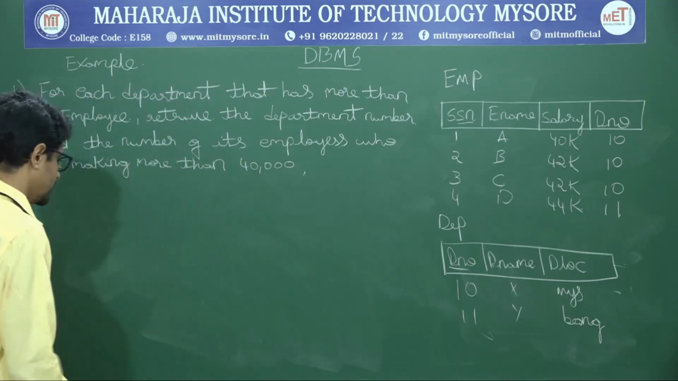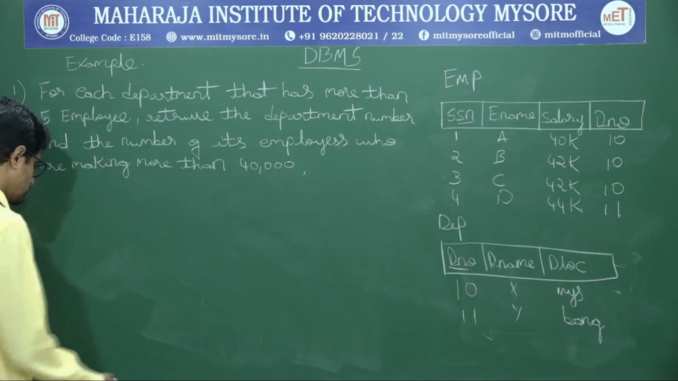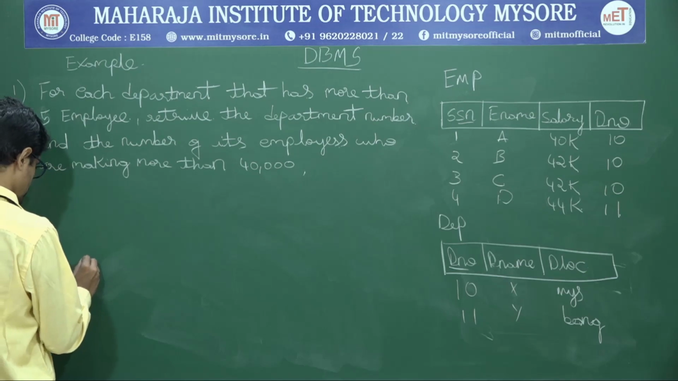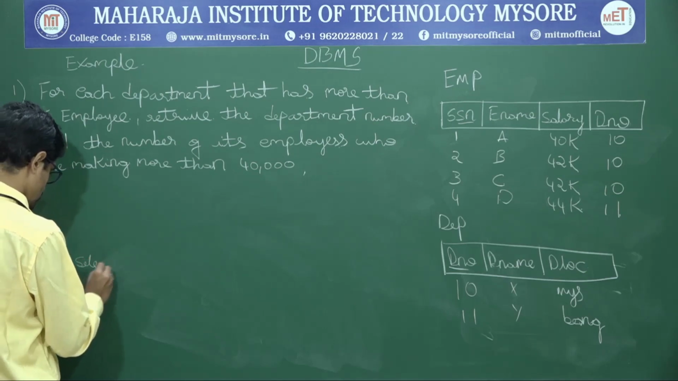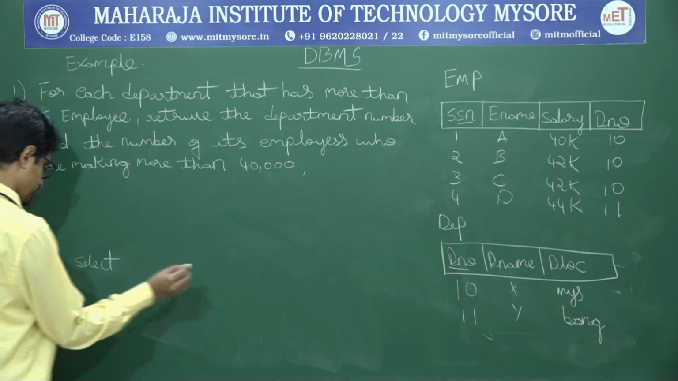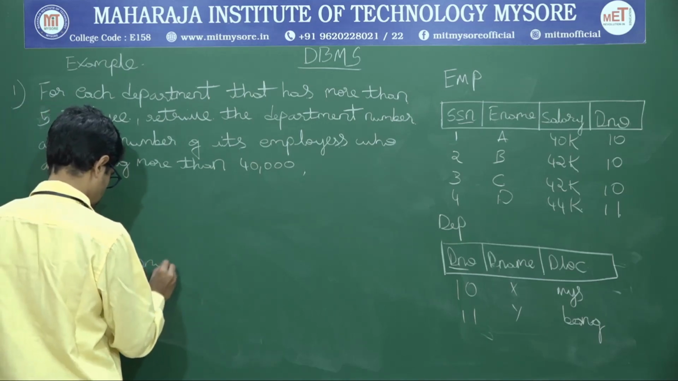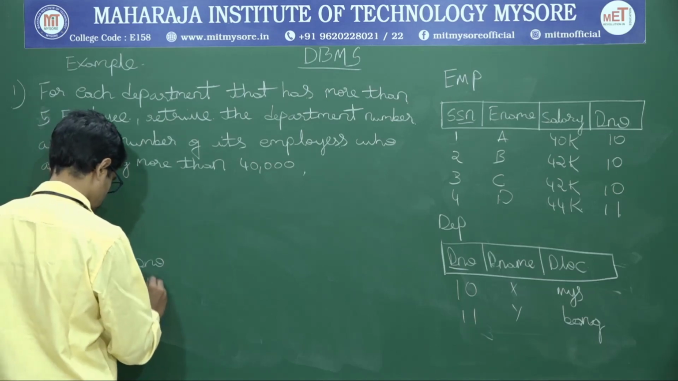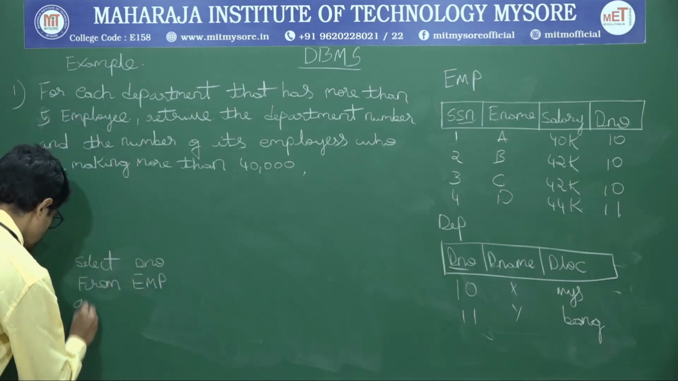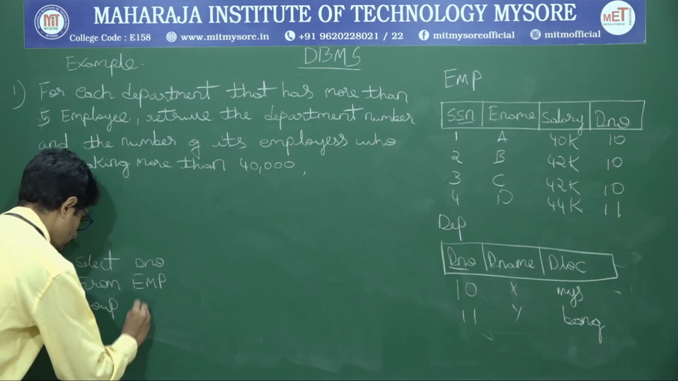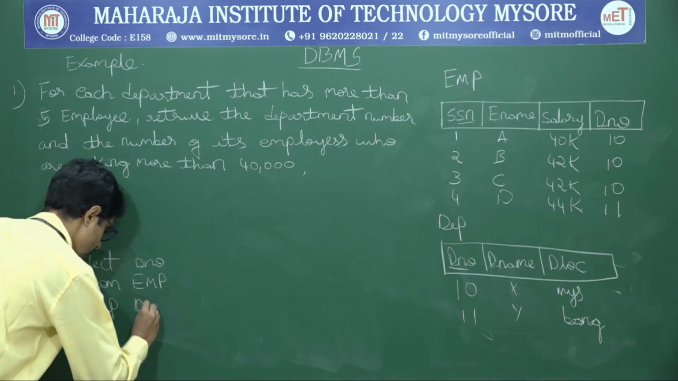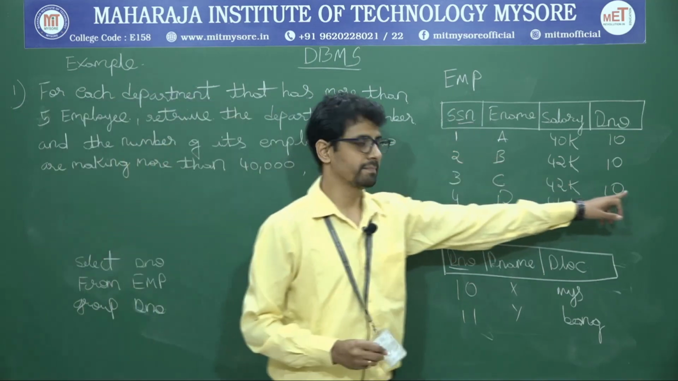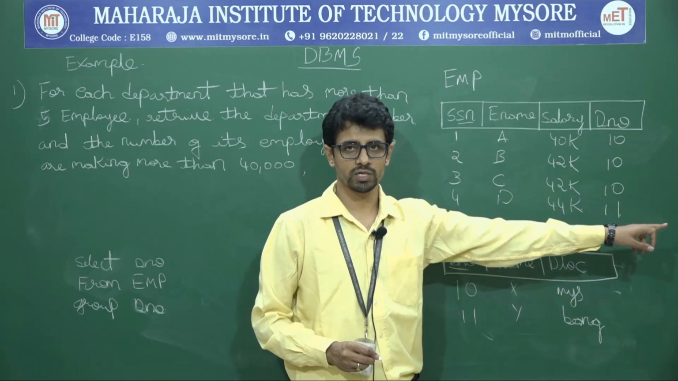Okay, so let me write the inner part first, that is select D number from EMP group by D number. See, I'm applying this on the employee table because in the employee table the department number is what is repeated.